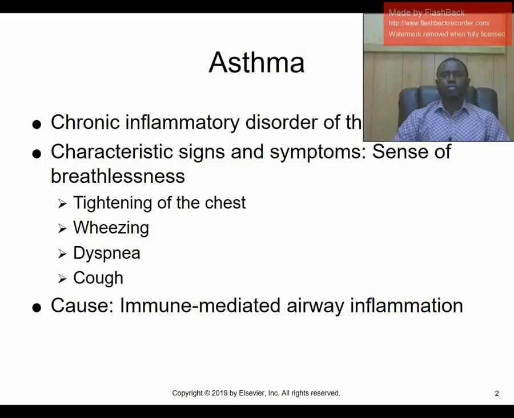Symptoms of asthma result from a combination of both the inflammatory process and bronchoconstriction. And so any treatment has to address both components. For a patient that has asthma or that develops asthma, you will see symptoms such as the sense of breathlessness, tightening of the chest, wheezing, dyspnea, and cough. The wheezing is a result of the excess secretion of mucus in the respiratory tract.